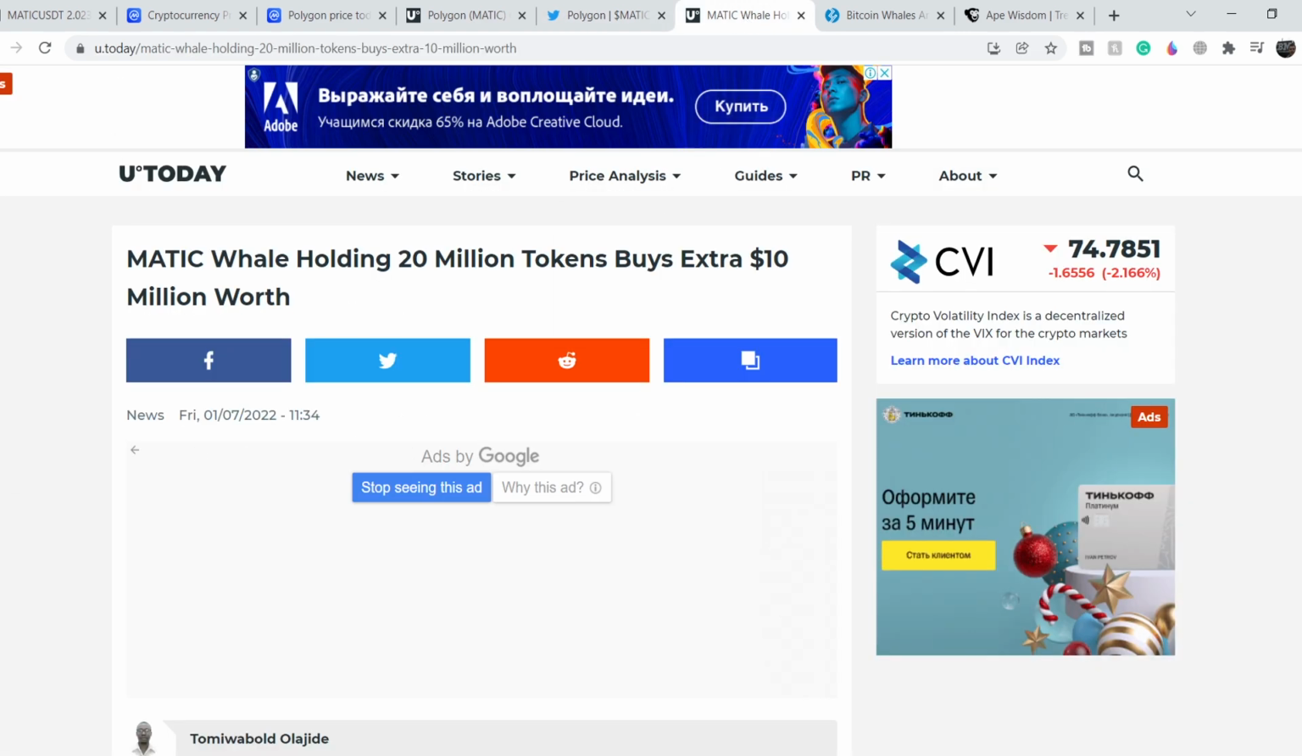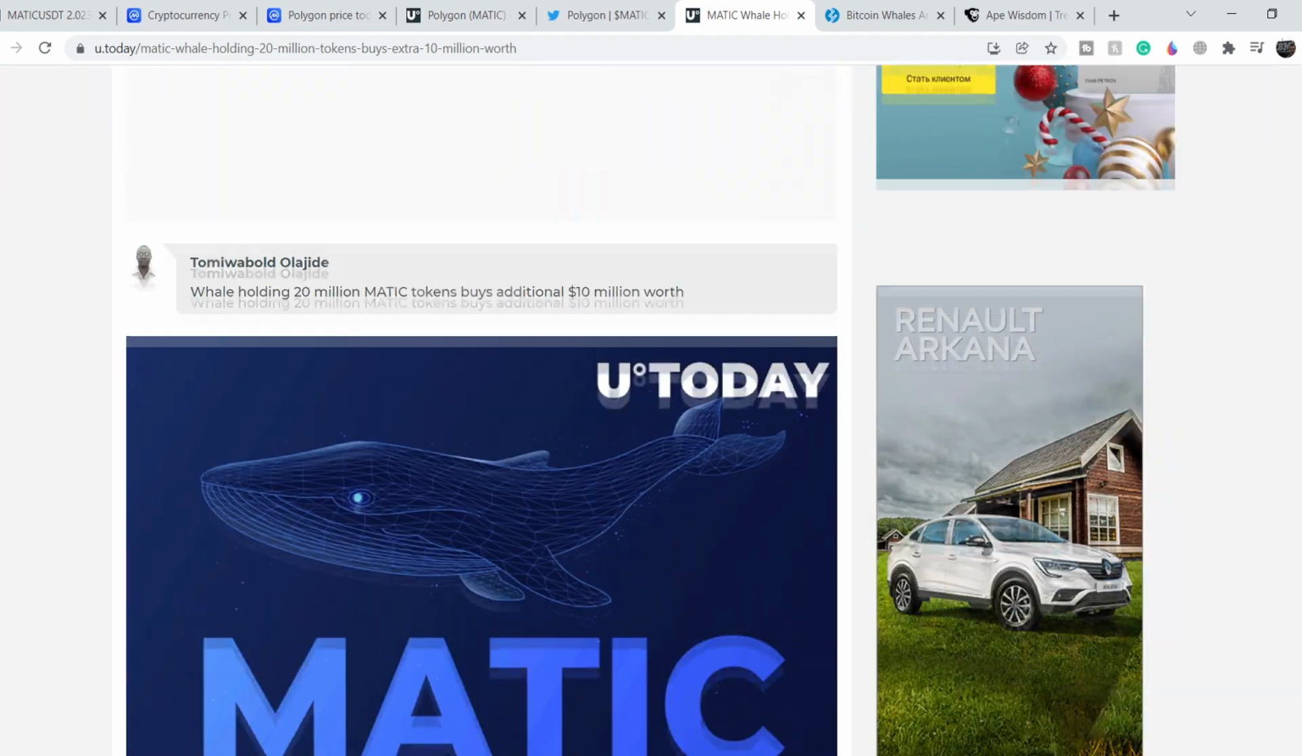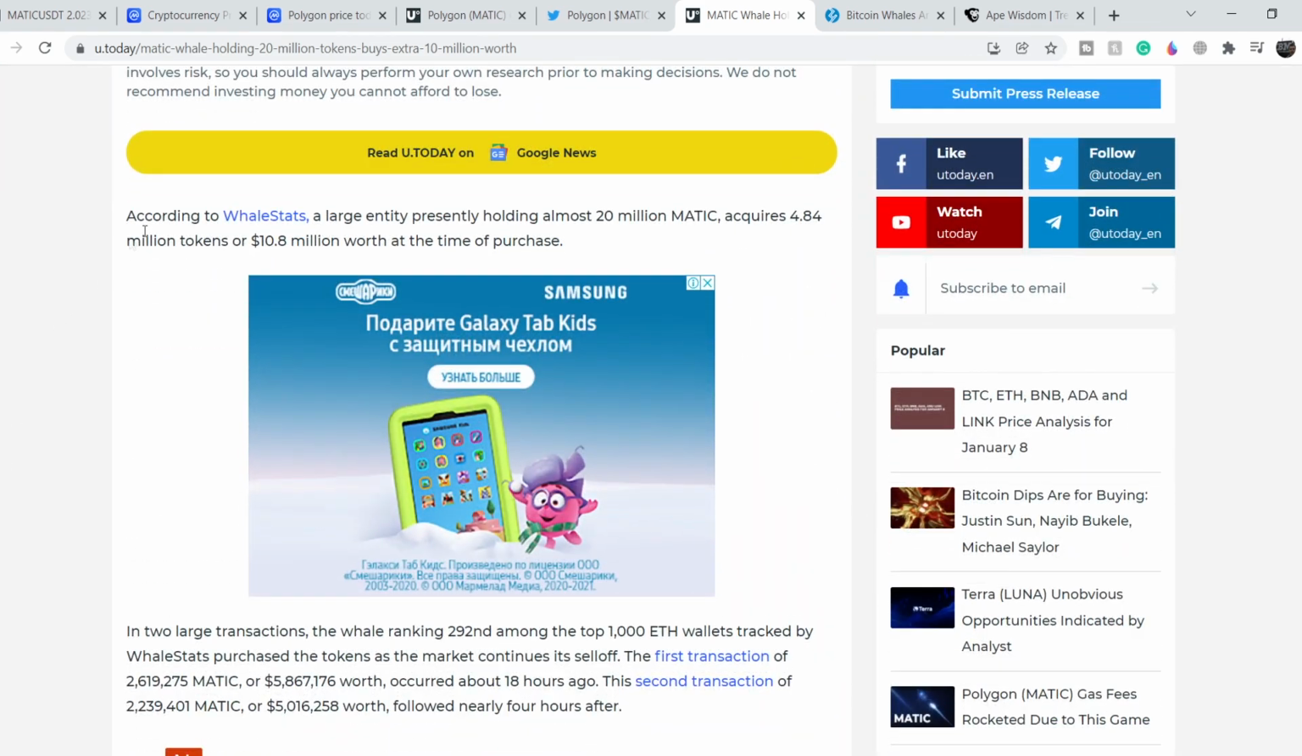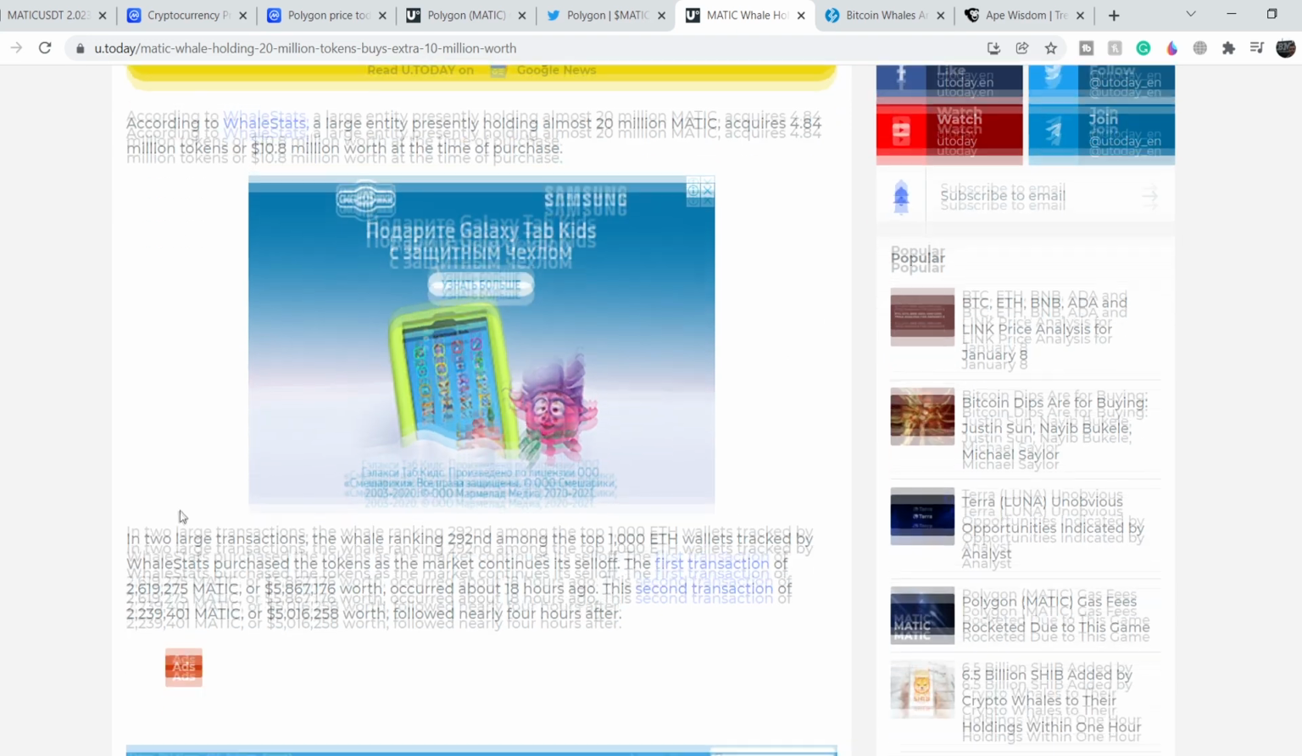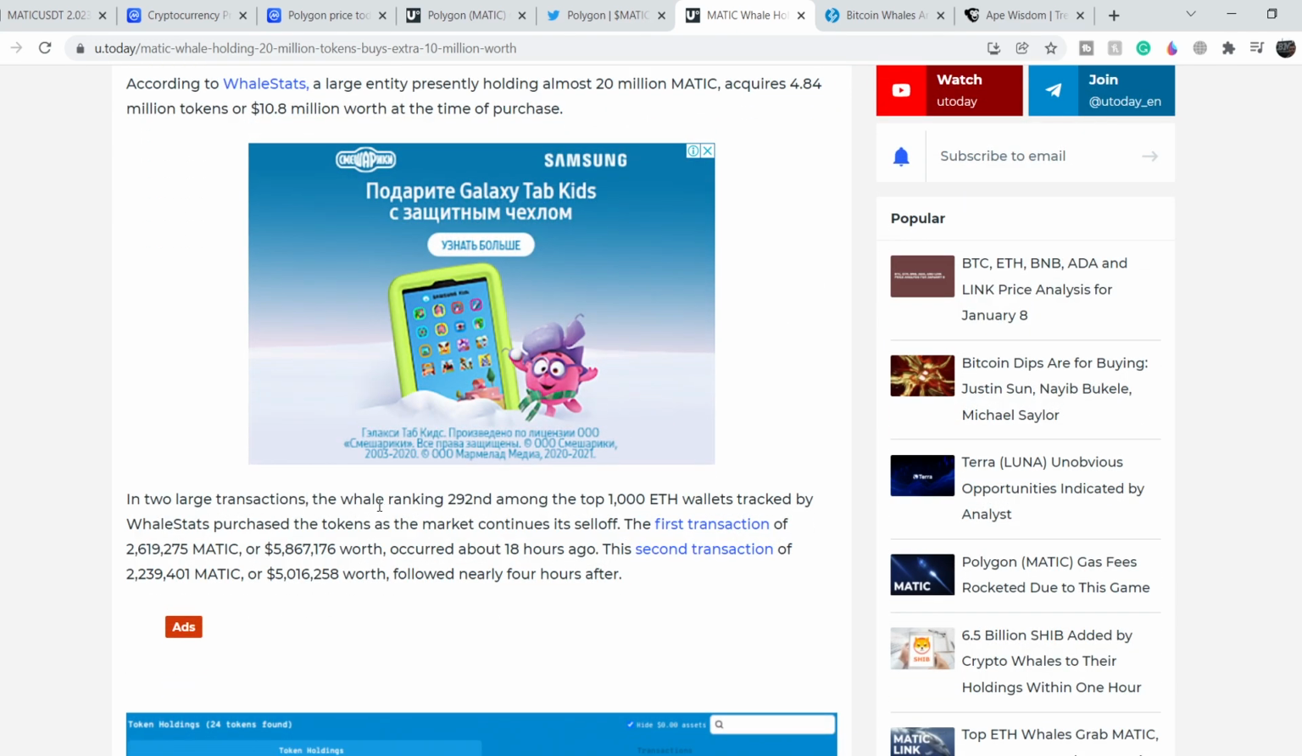On U.Today, we have this article that is titled "Matic Whale holding 20 million tokens buys extra $10 million worth." And let me quote you this. According to Whale Stats, a large entity presently holding almost 20 million Matic acquires 4.84 million tokens or $10.8 million worth at the time of purchase. In two large transactions, the whale, ranking 292nd among the top 1000 ETH wallets tracked by Whale Stats, purchased the tokens as the market continues its sell-off.